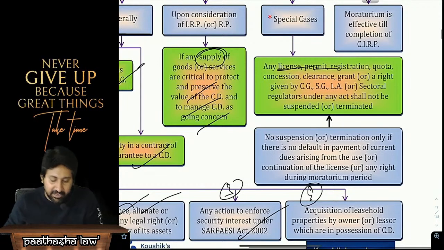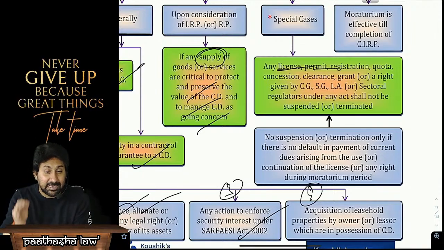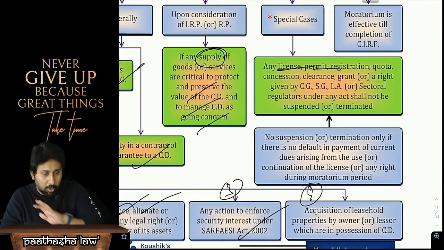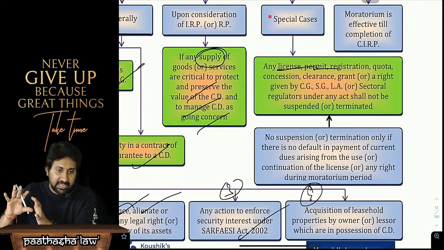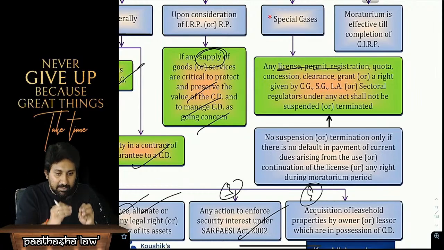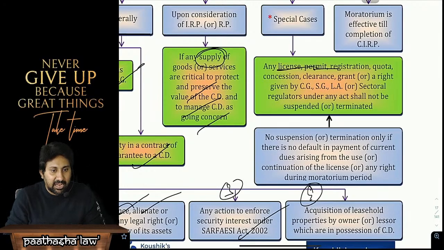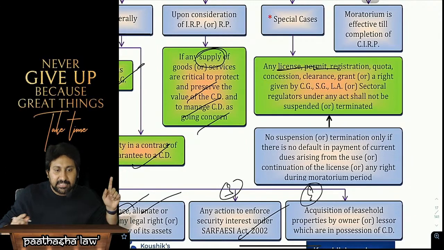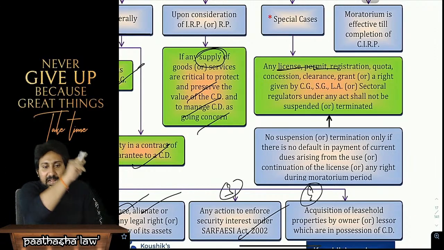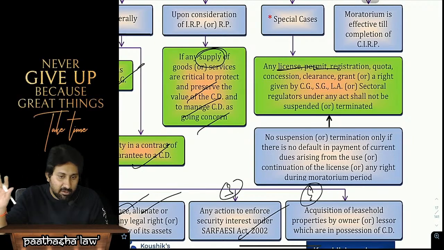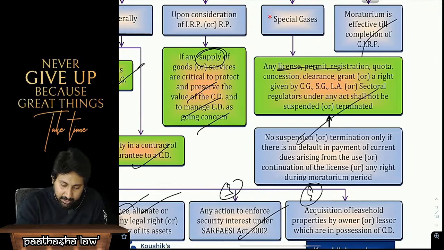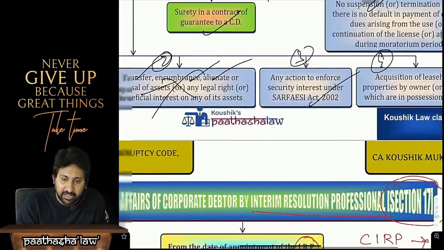Any license, permit, registration, quota, all kinds of intangibles given in the name of the company, licenses, etc. will not be under moratorium. For example, I have a mining quarry. The quarry will run because of a government license given to me. If you take the license, the quarry can't run. That means the quarry runs because of the license given. Therefore, this is directly related to my going concern assumption. Therefore, the license, permit, quota, etc. will not be suspended or terminated. Moratorium shall continue till the date of CIRP.